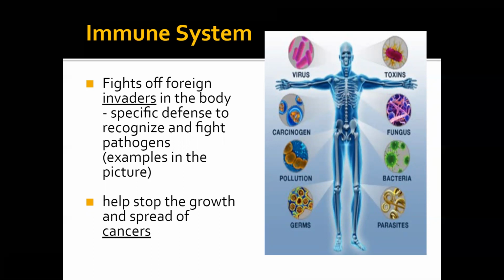Your immune system is also going to help stop the growth and spread of cancer cells. So we've talked about that before. We've talked about how your body's job is to recognize cells that are growing without inhibition as bad and trigger that apoptosis. We've talked a little bit about antibodies and how they are going to recognize foreign cells as foreign and mark them for destruction as well.